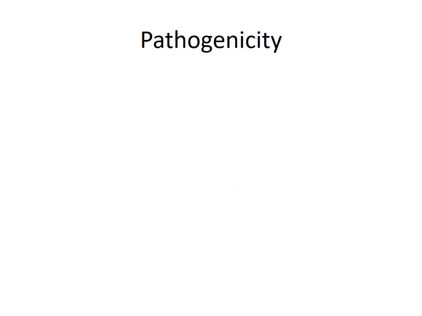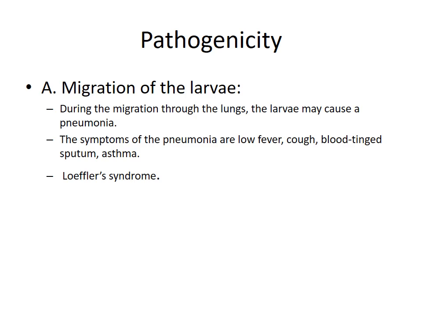Now we come to the next point, and that is pathogenicity. What are the diseases produced by this worm? You can divide this portion into two broad groups. One is the infection caused by the larva, and the other is by the adult worm.